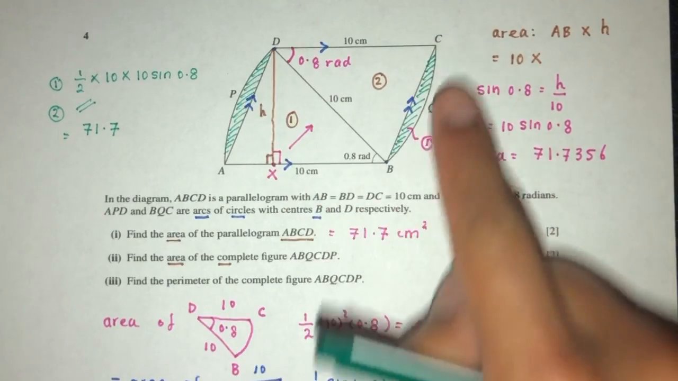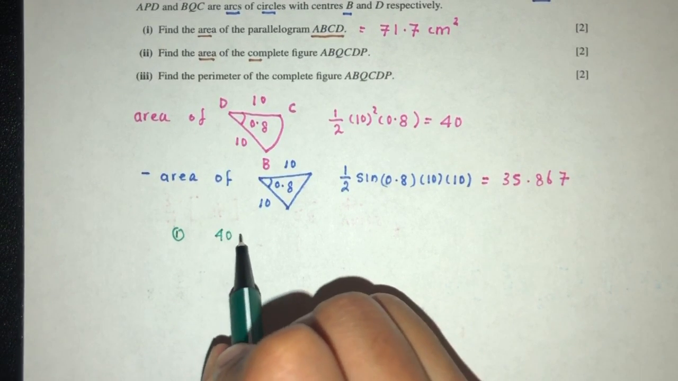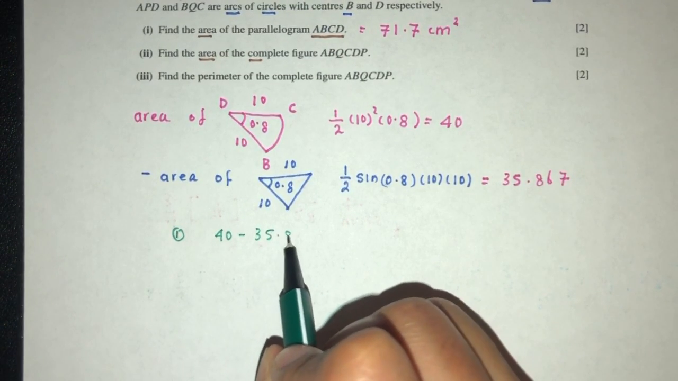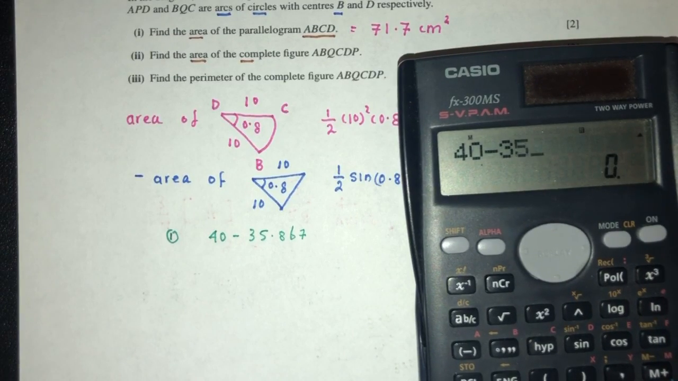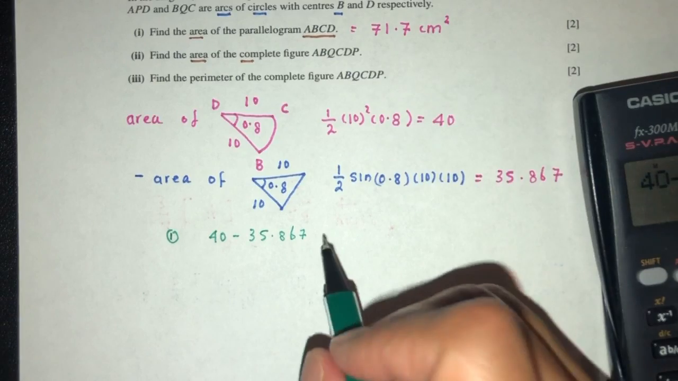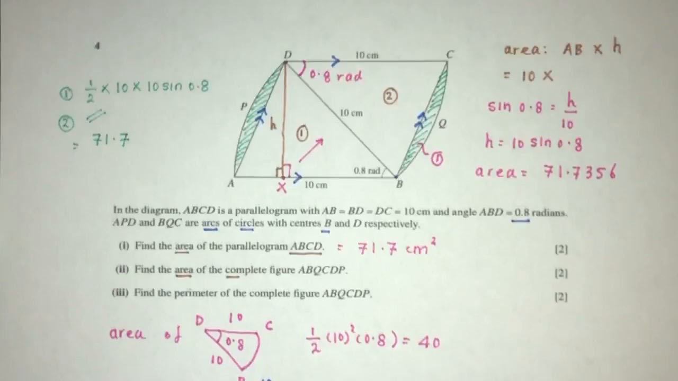So now the area that we want, which is number 1 right now, this one, will be the whole thing minus the inside thing. That will be 40 minus 35.867. So 40 minus 35.867, that should be 4.133.